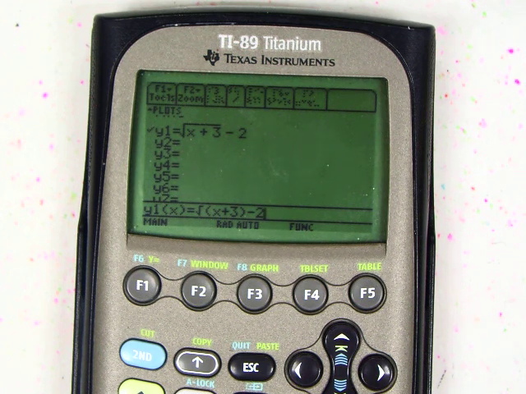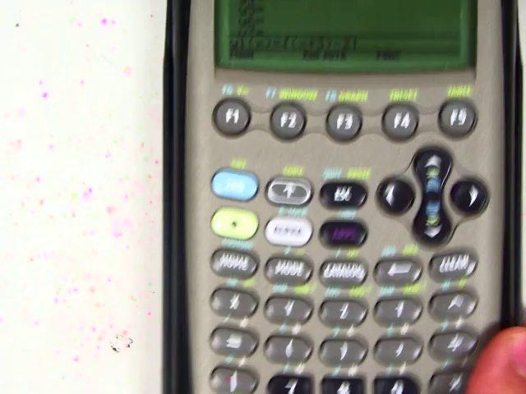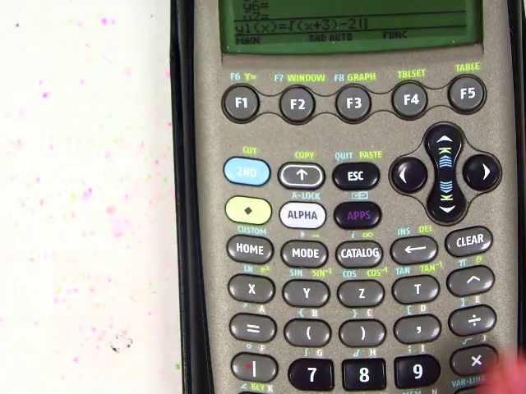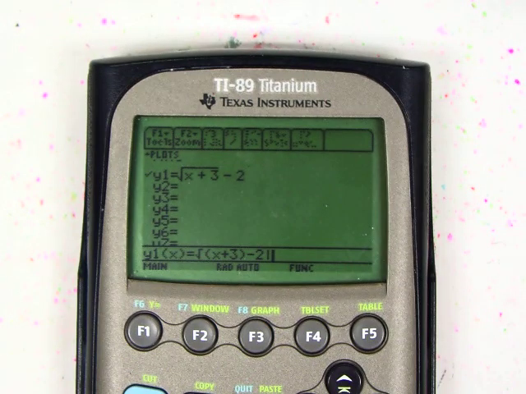Okay, now again we want to restrict the domain. So you want the vertical line. Remember, that's below the equal sign. So again, I'm looking right here. I'm looking at that right there. That's right below the equal sign, that vertical line.